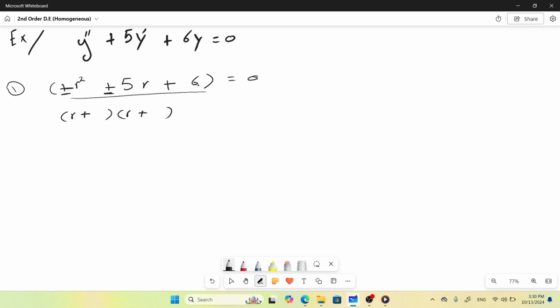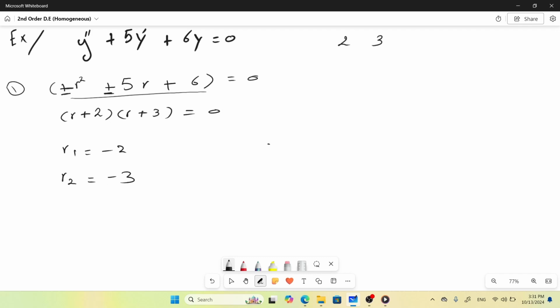Now, how do we get 6? We get it by multiplying 2 and 3. We must find a number combination that when multiplied gives us 6 and when added together gives us 5. So we have 2 and 3. We have a 2 here and a 3 there. And now we have our two roots: r1 is equal to -2 and r2 is equal to -3.